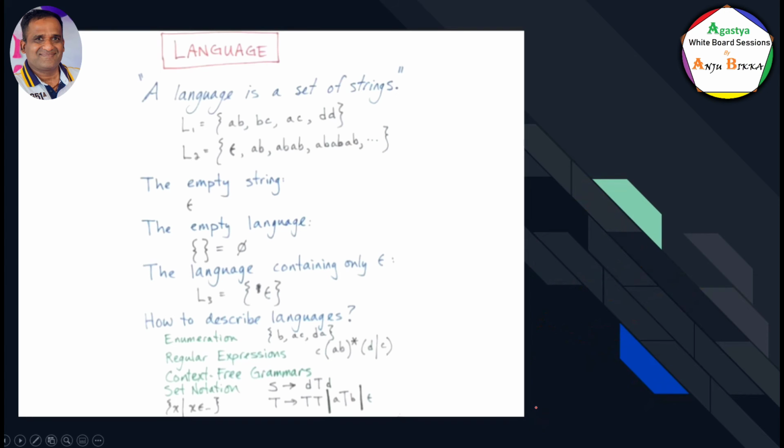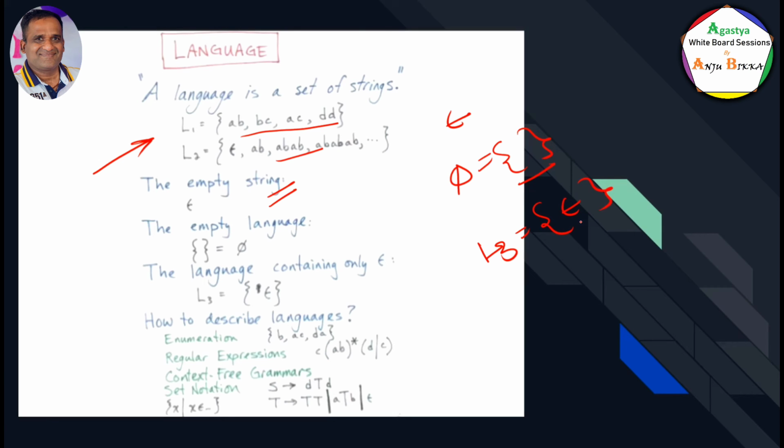Now we are going to elaborate more on what a language is. A language is a set of strings. The empty language is denoted by phi. This is the empty language, and there is also the empty string. One more language you can see is a language consisting of the empty string. And how do we describe the strings? These are the topics we are going to elaborate: enumeration, regular expressions as an example, context-free grammars, and set notation.